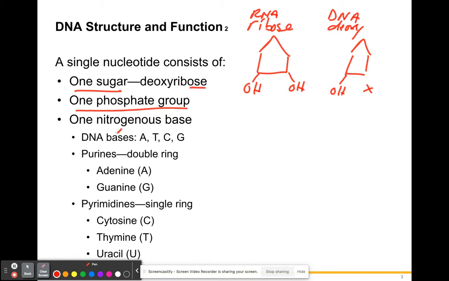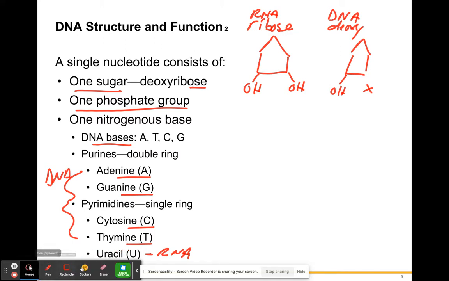What are nitrogen bases? In DNA, the nitrogen bases are called A, T, C, and G, and they stand for these words right here: adenine, guanine, cytosine, and thymine. Now there's a last one down here called uracil, but uracil is only found in RNA. So that's really important that we know that. That's why it says DNA bases are A, T, G, and C. These are DNA. For RNA, the thing with RNA is you replace T with U.